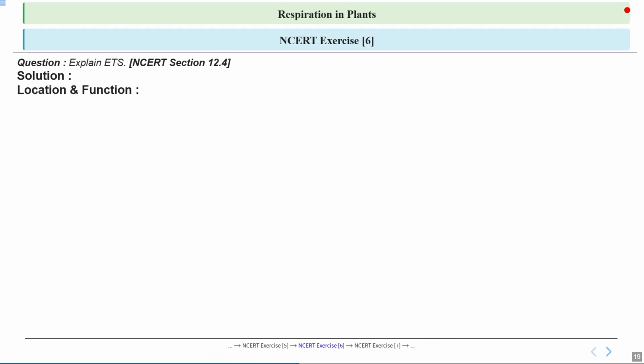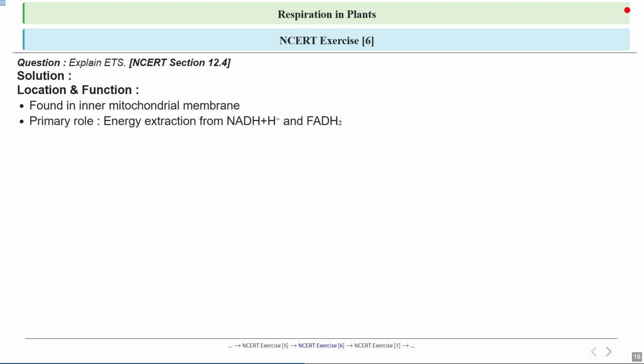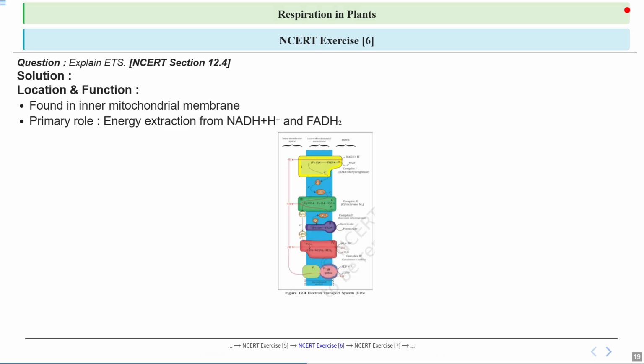So let's look at the solution. First, let's talk about the location and function of ETS. The electron transport system is found in the inner mitochondrial membrane of the cell. Its primary role is energy extraction from NADH plus H plus and FADH2. Here in the image, we can see how energy is transferred or extracted from NADH plus H plus and FADH2.